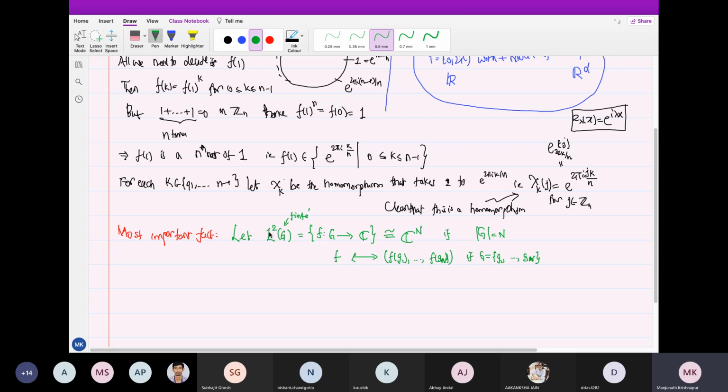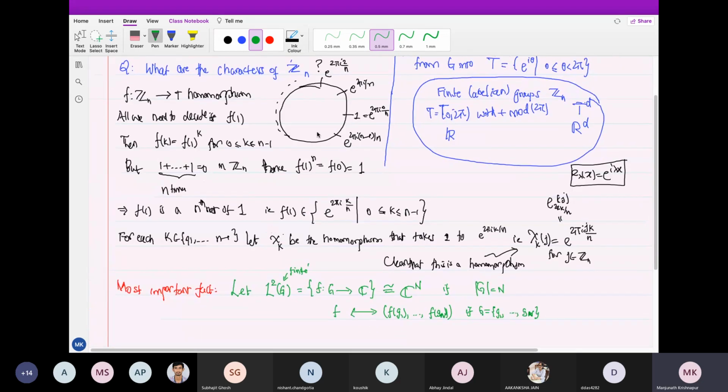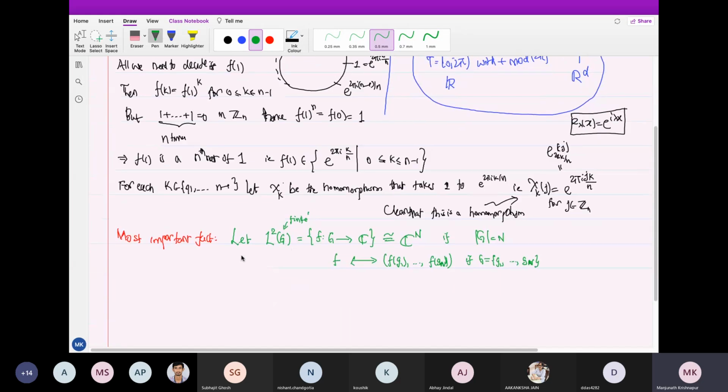This looks like a heavy notation if you have never seen it, but L2 of G is really, for those who understand, the counting measure on this finite set, and L2 is the L2 of any function. Okay, so this is a vector space, but it also carries an inner product.